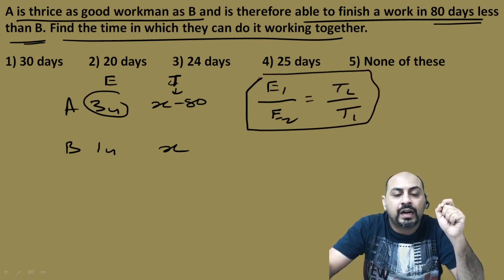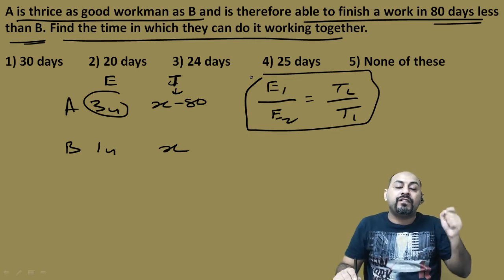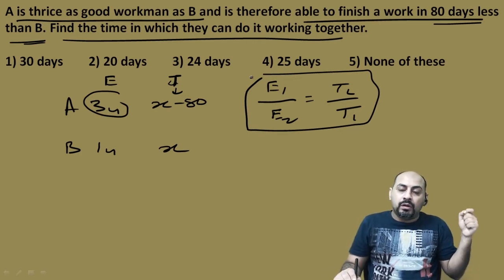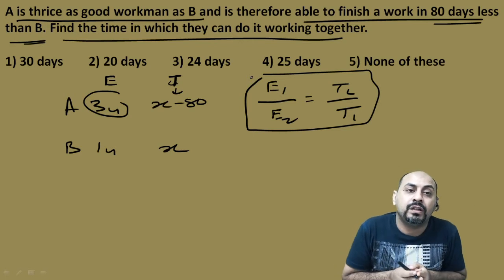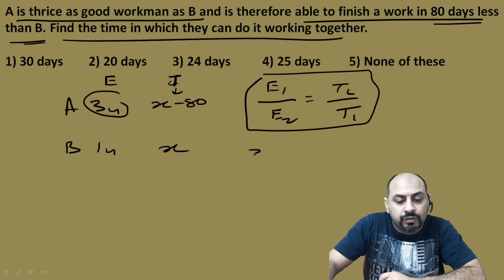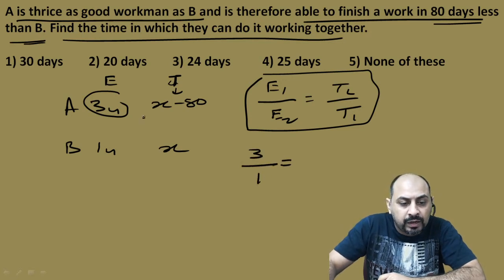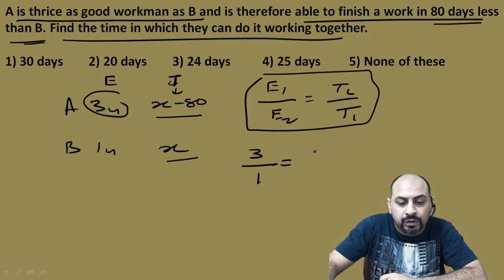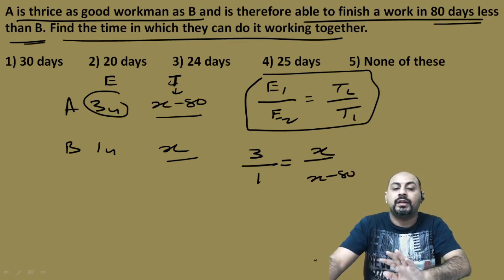Just like when we had distance equal, we can now have work equal. So when work is equal, the efficiencies will be inversely proportional. So the ratio of the efficiencies is 3 ratio 1, and T1 would be X minus 80 and T2 would be X, right?